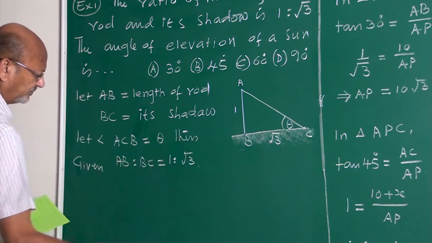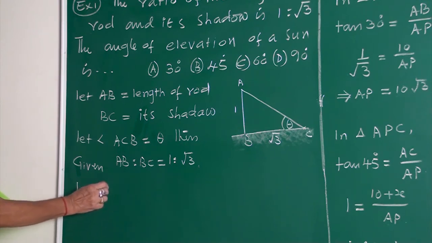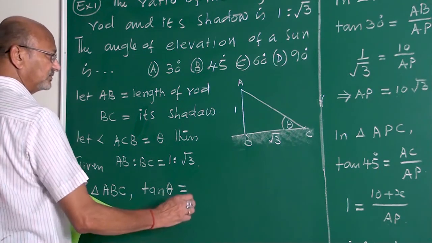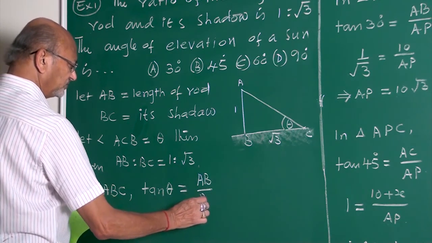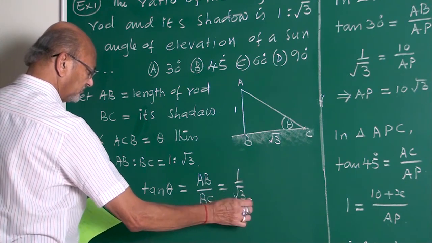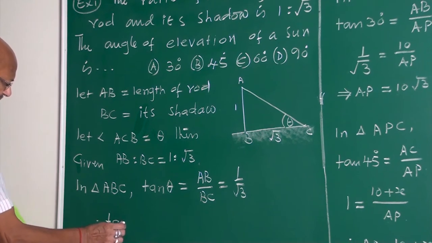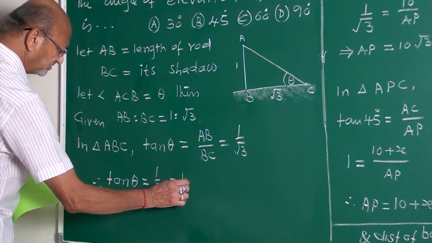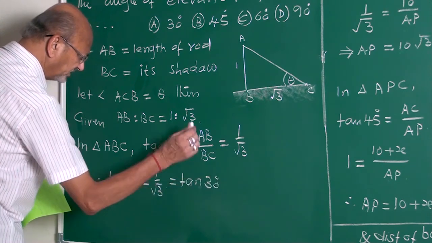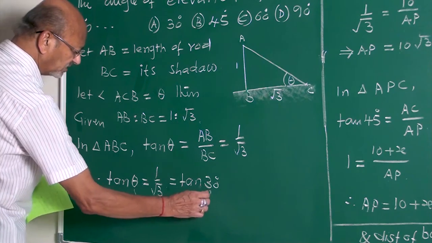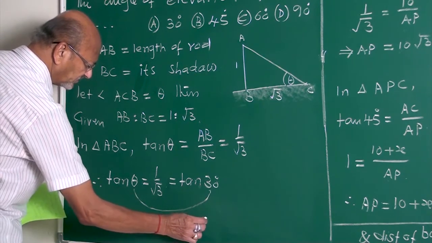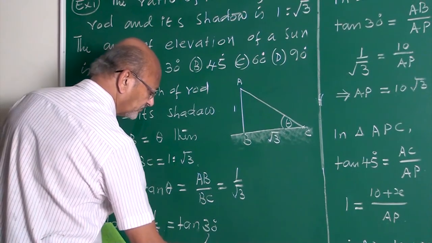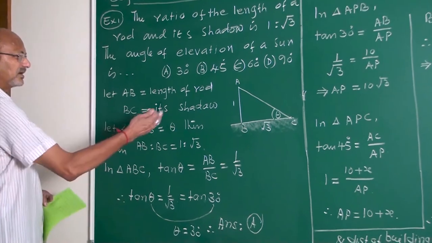I have written here, my friends. In triangle ABC, tan theta is AB upon BC. This is 1/√3. So from this, tan theta is 1/√3, at what angle? Tan 30 degrees is 1/√3. Therefore, what is the angle? Theta is 30 degrees. Therefore, which option is the answer? 30 degrees. First option is the answer. Simple examples, my friends.